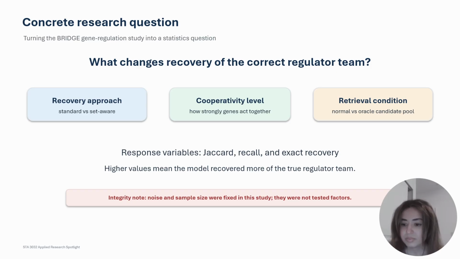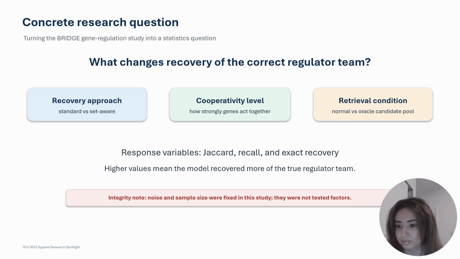Here we are trying to approach the statistical techniques that are needed to answer this question. The main research question is established, and now we have to use our statistical tools to approach it. Basically, the statistical question here, as the first step, becomes: what factors are affecting the recovery of the correct regulator team?